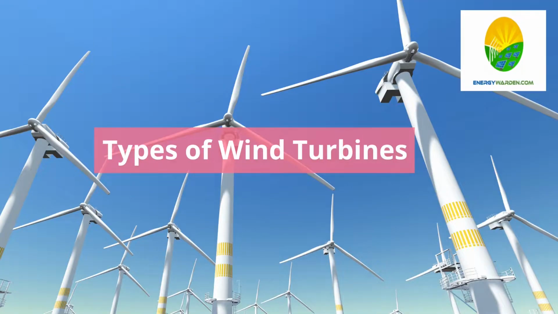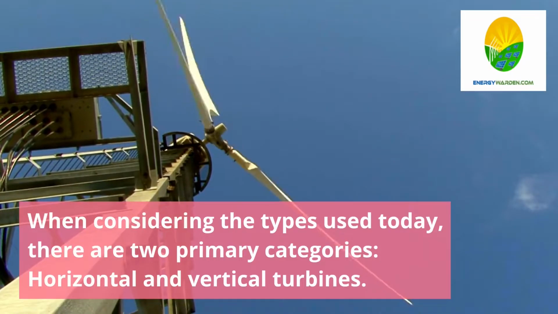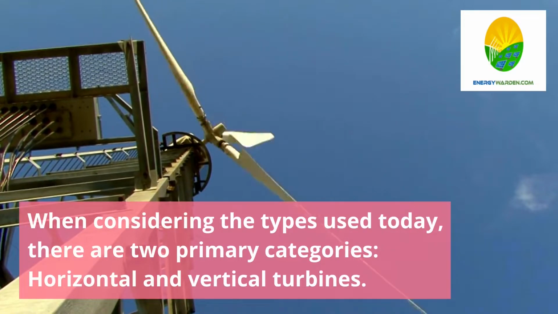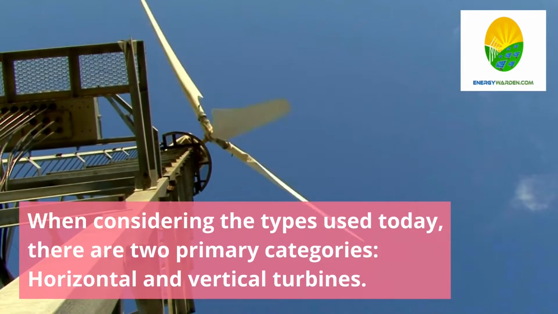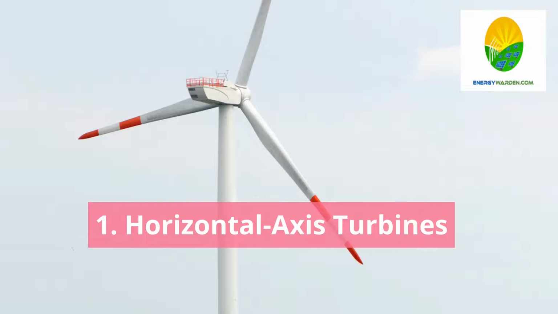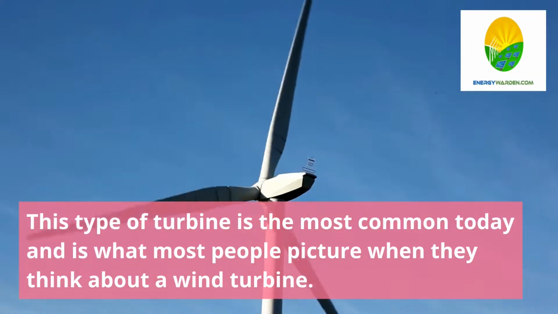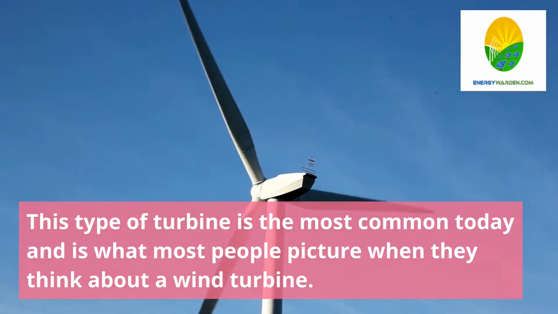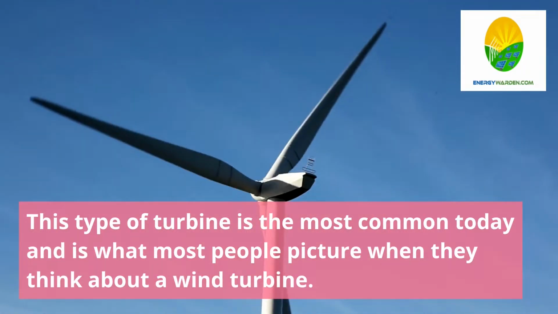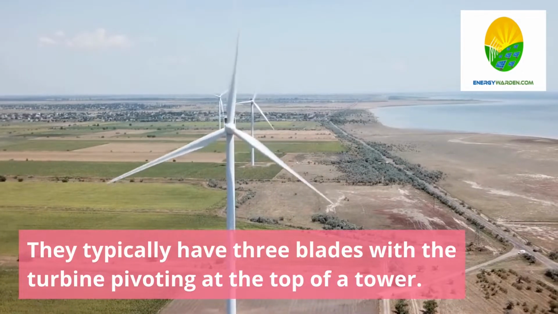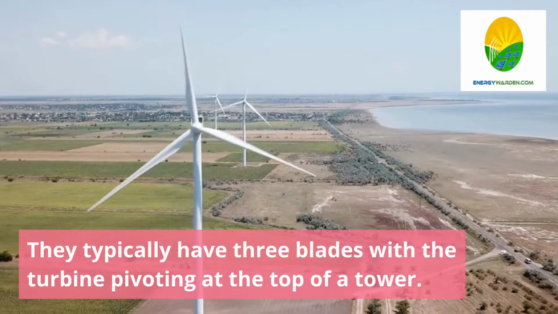Types of wind turbines. When considering the types used today, there are two primary categories: horizontal and vertical turbines. 1. Horizontal axis turbines. This type of turbine is the most common today and is what most people picture when they think about a wind turbine. They typically have three blades with a turbine pivoting at the top of a tower.